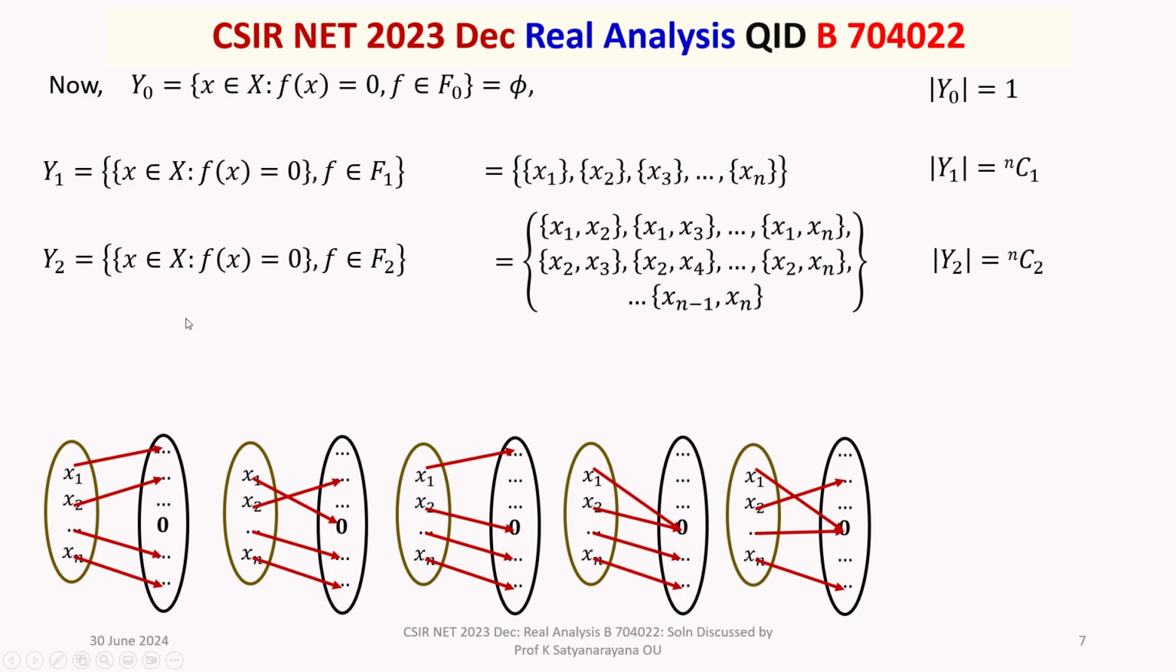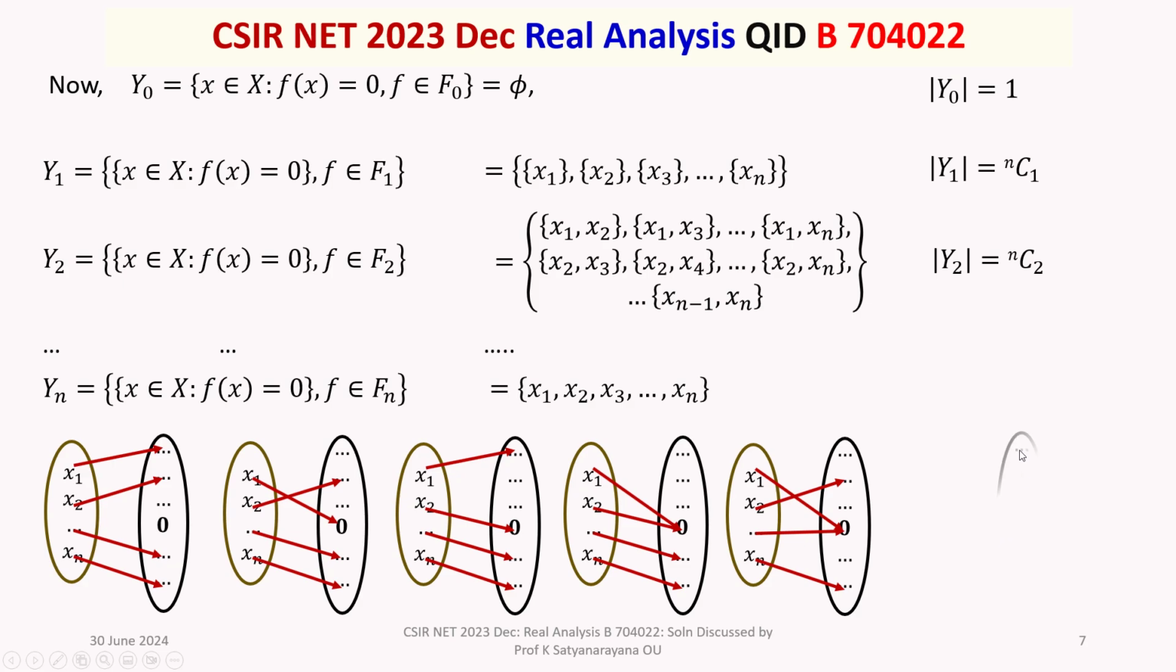At the end, we will get Yn. Yn is the set where every element is mapped to 0. All the n elements are mapped to 0. There will be only one set. That is the whole set.